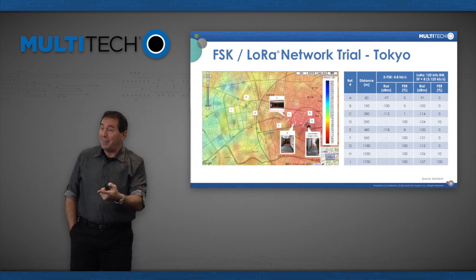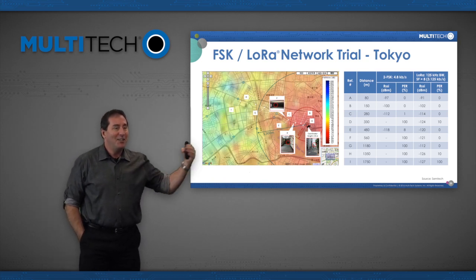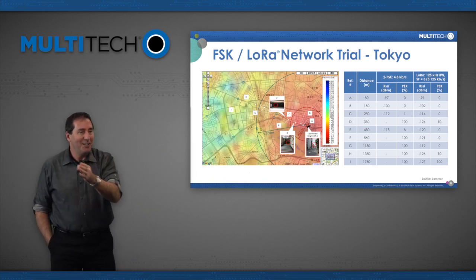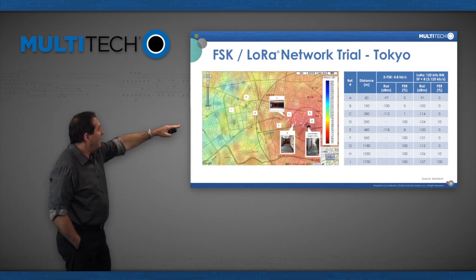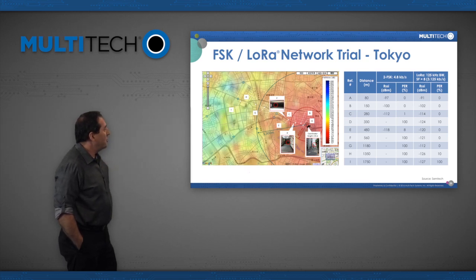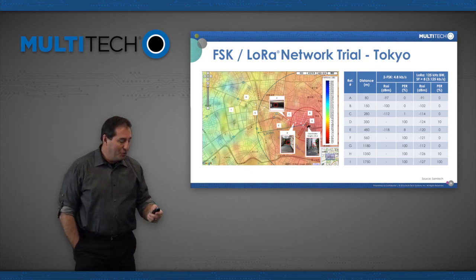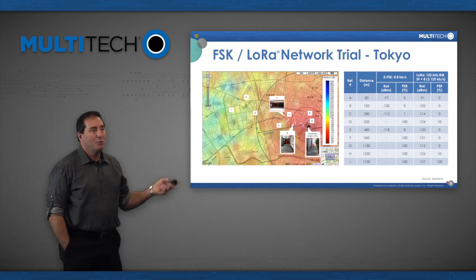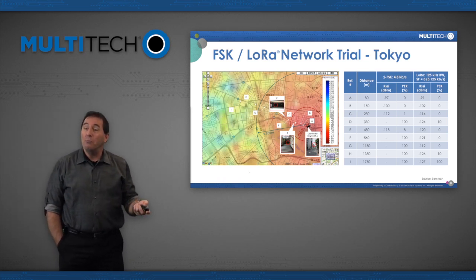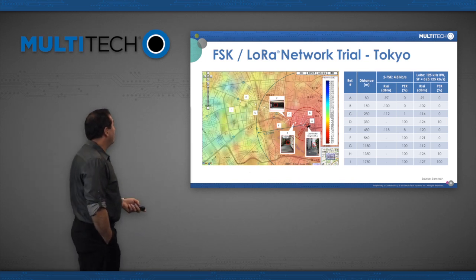Remember I told you about multipath? In this case, multipath worked in their favor, and things were bouncing off buildings, and they managed to hit like a sweet spot. So you can kind of throw out E for the FSK. They died at D, and LoRa went all the way out to somewhere between H and I, which is pretty good. There's no other radio technology that's going to get those sorts of performance out there. Doesn't mean that there won't be next year or the year after, but this is the way it is today.